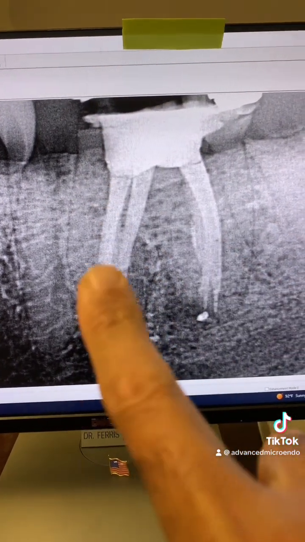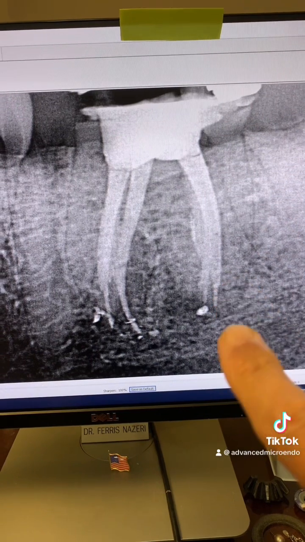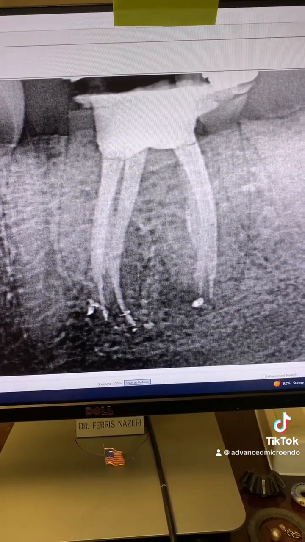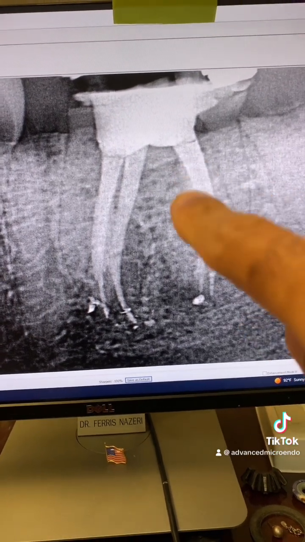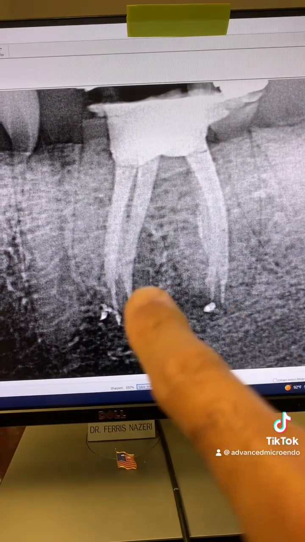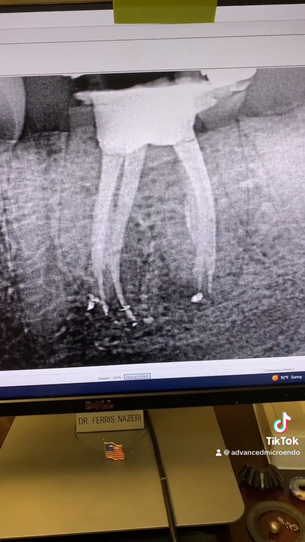So that's the mesial, and as I had suspected, there was another canal in the distal root that this dentist had missed. And look at all of this anatomy that we picked up along the way. So as you can see, all in all, 4 canal systems.